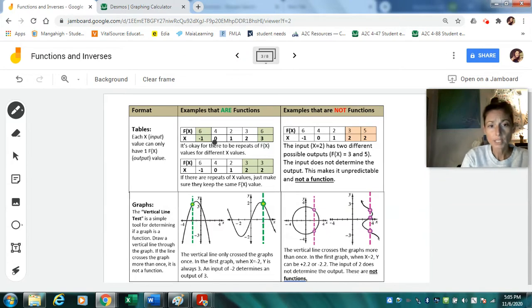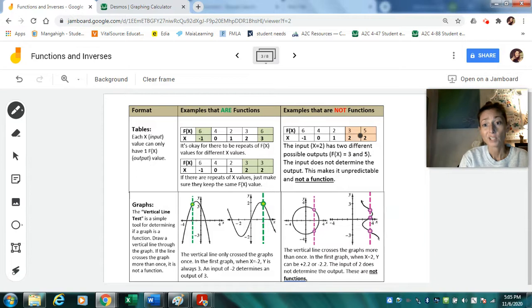So in this first table here, I have -1 gets me to 6. I also have 3 gets me to 6, and that's fine. Because again, I always know what's going to happen when x is -1. I always know what's going to happen when x is 3. This is a case where I have 2 goes to 3 and 2 goes to 3 again. And that's okay because it's still always 2 goes to 3.